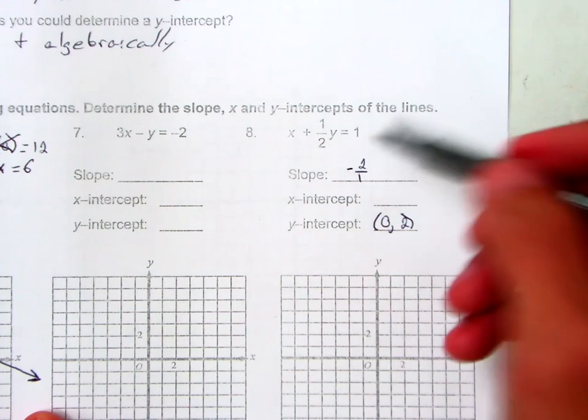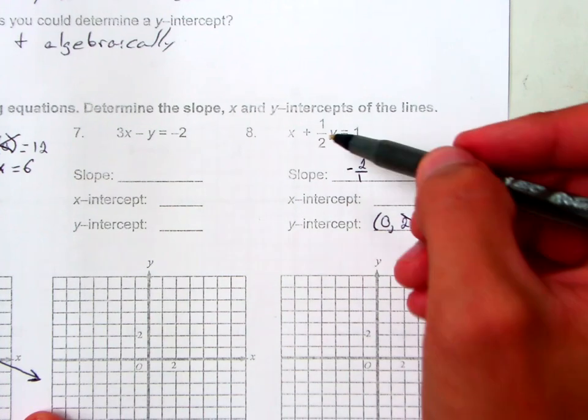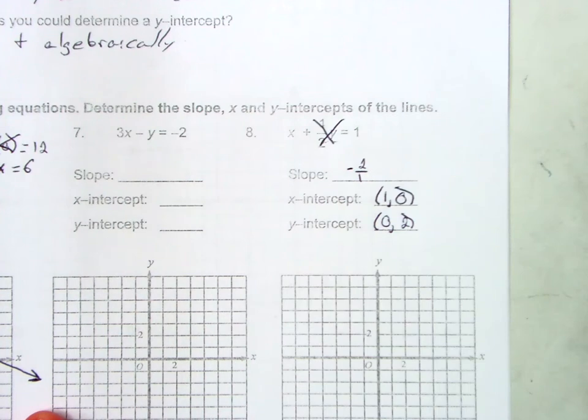when plugging 0 in for y. If I plug 0 in for y, it's going to be 1/2 times 0, which means that that is not there anymore. So I've got x equals 1. So my x-intercept should be at 1, 0. Let's see if I'm right when I graph this thing.